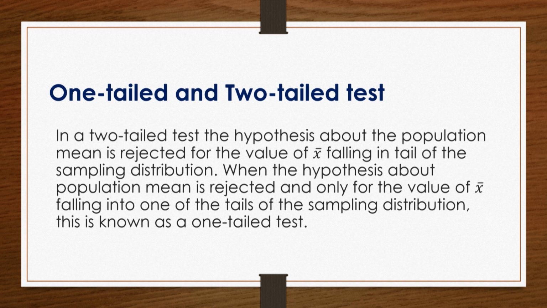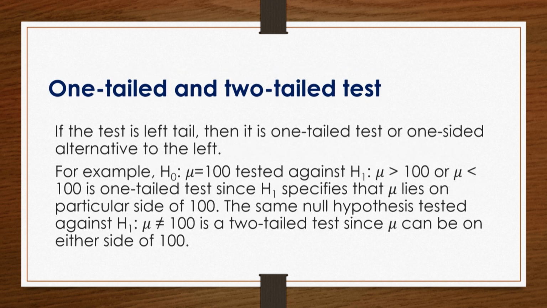One-tailed and two-tailed test. In a two-tailed test, the null hypothesis about the population mean is rejected for the value of x bar falling in either tail of the sampling distribution. When the hypothesis about the population mean is rejected only for the value of x bar falling into one of the tails of the sampling distribution, this is known as a one-tailed test. If the test is left tail, then it is a one-tailed test or one-sided test with alternative to the left.